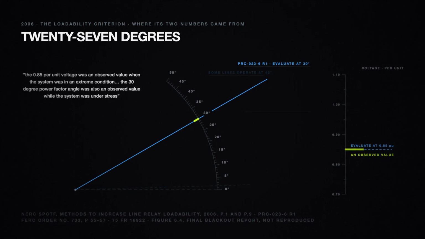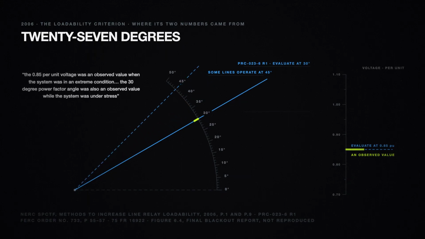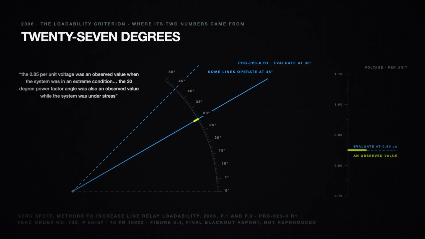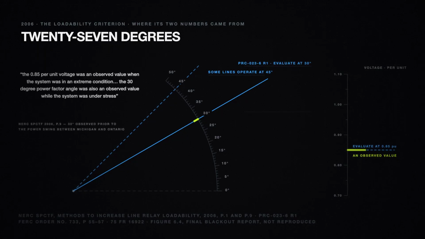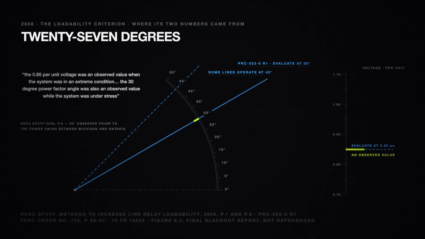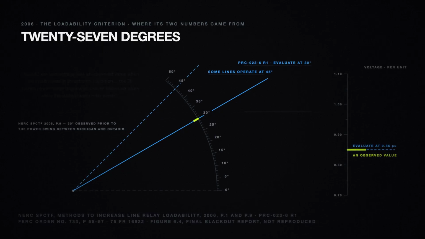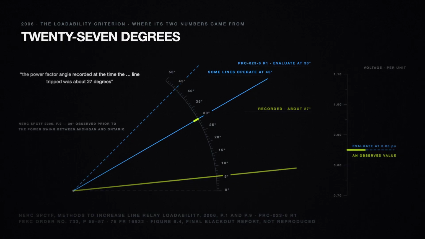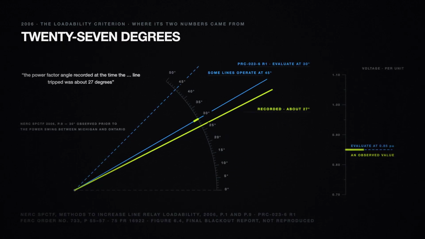30 degrees is not an extreme value. Some power lines operate at 45 degrees. The same document dates it. During the August 14th disturbance, a 30 degrees power factor angle was observed prior to the unstable power swing between Michigan and Ontario. 6 years later, the federal regulator read a second number off the investigation's own figure.